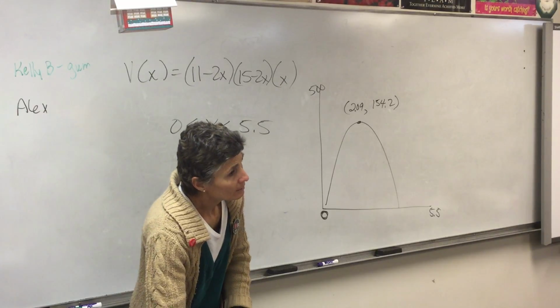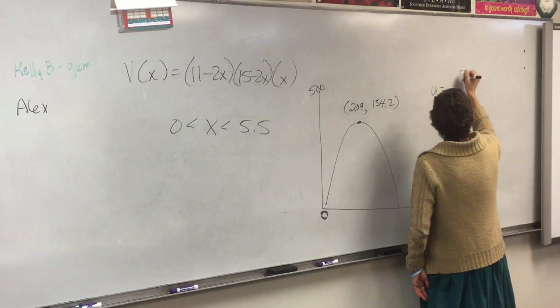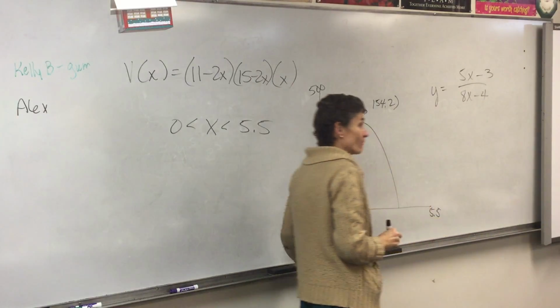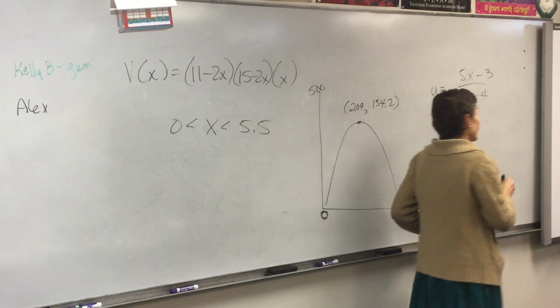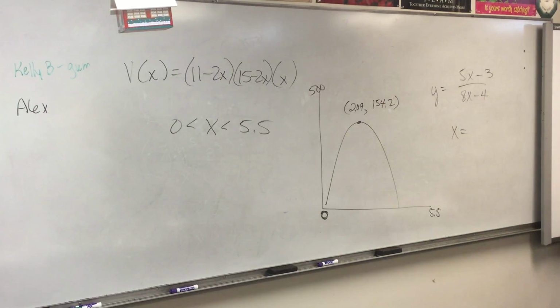Okay, I want to find asymptotes. To find asymptotes, remember, vertical asymptotes come from where the denominator is 0. So if I want my denominator to be 0, x would have to be what in this problem? This will be my vertical asymptote. X would equal 1/2. So my vertical asymptote is x equals 1/2.